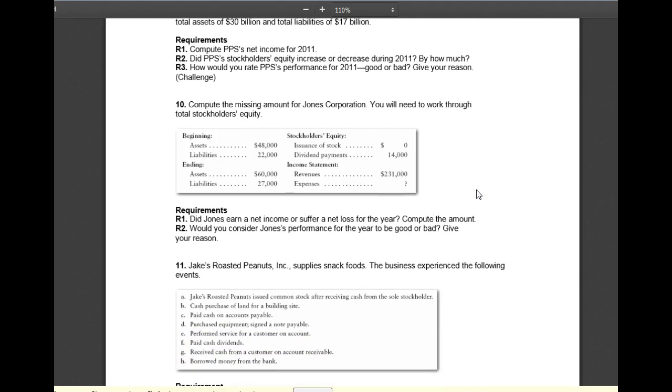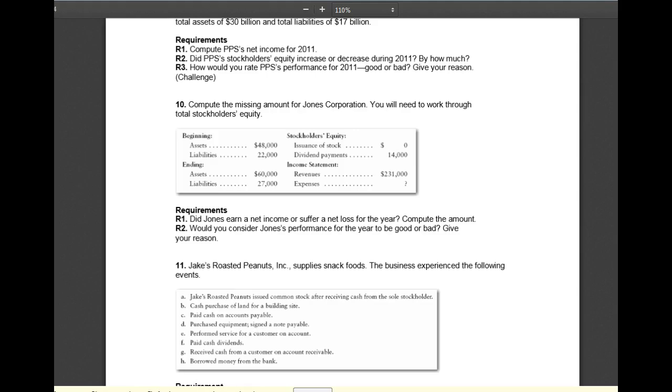Now, let's move to 10. And 10's a little more complex. It's going to ask you to do some, again, calculations. 10 is going to ask you to lay this all out. We have assets, we have liabilities, we issued no stock, and we have dividend payments. Here's your assets, liabilities, and then you have an income statement. So you're going to put this all together in a puzzle.